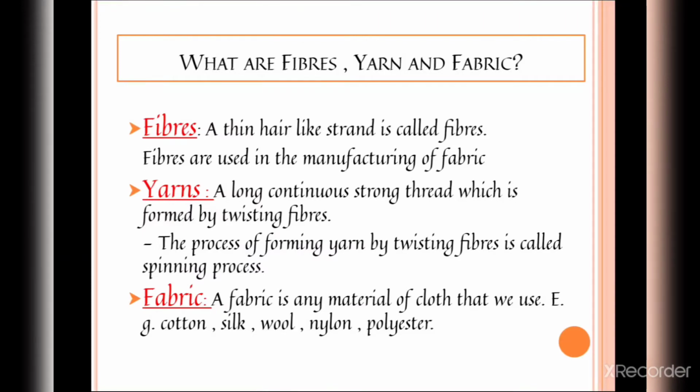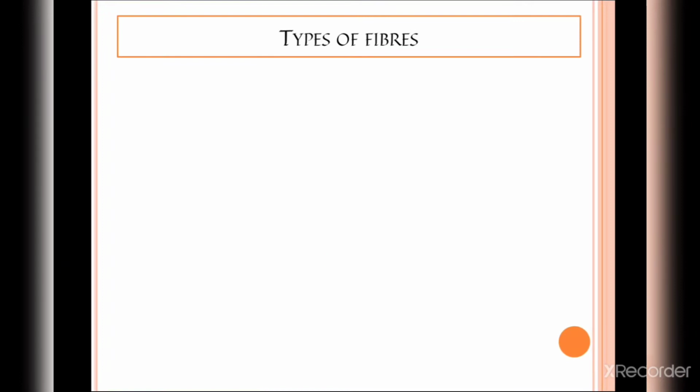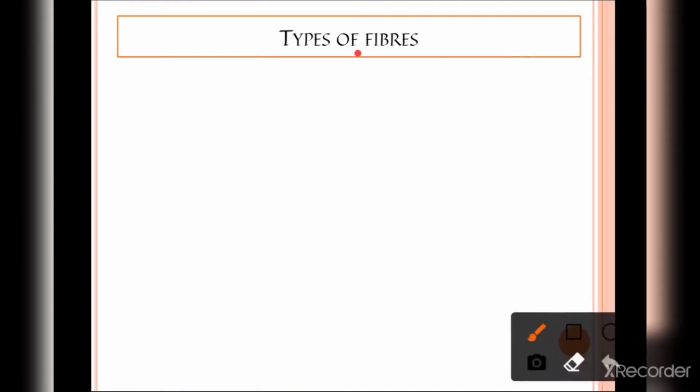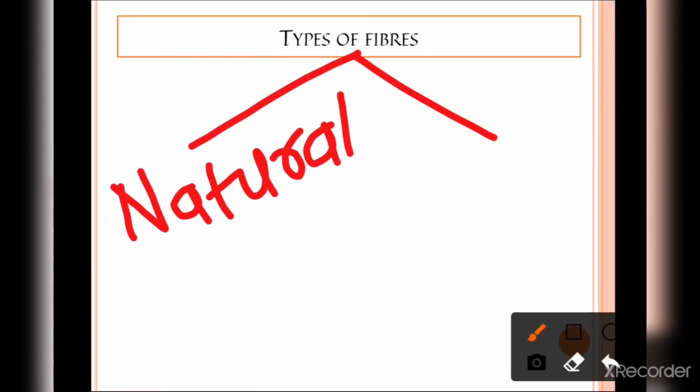As you know, fabrics have various types, so basically from the base we can say that there are various kinds of fibers available, and from those different fabrics can be formed. Basically there are two types of fiber. Number one is natural fiber. Second one is synthetic fiber.